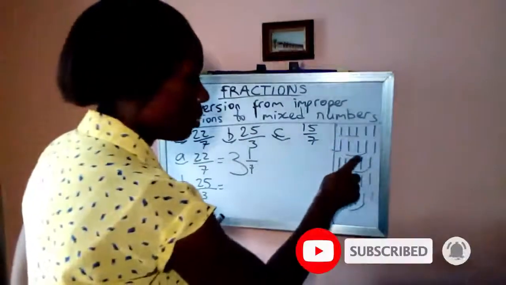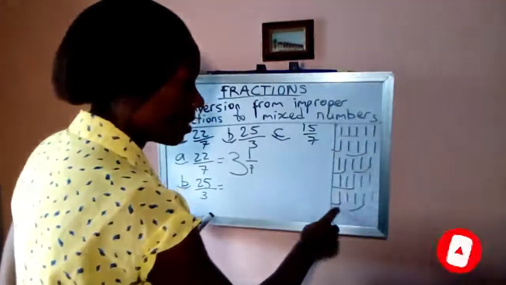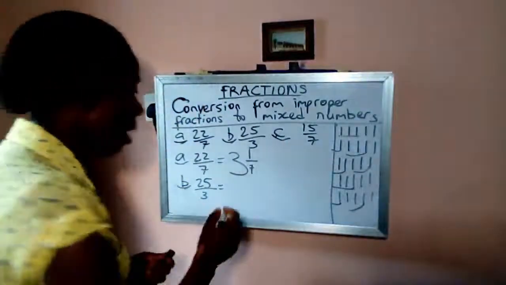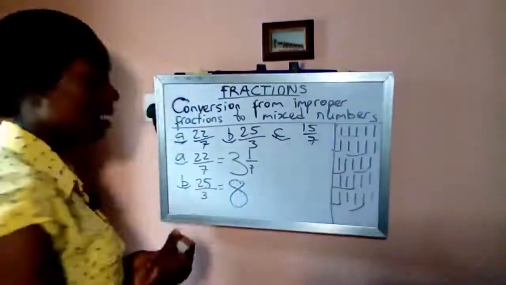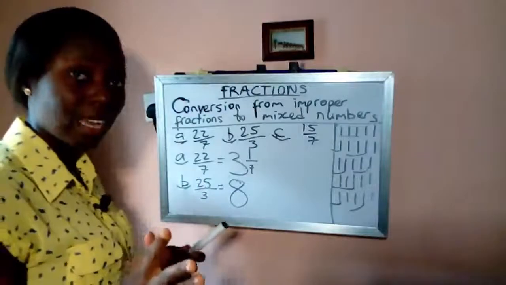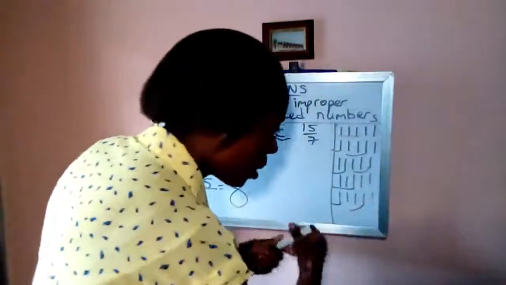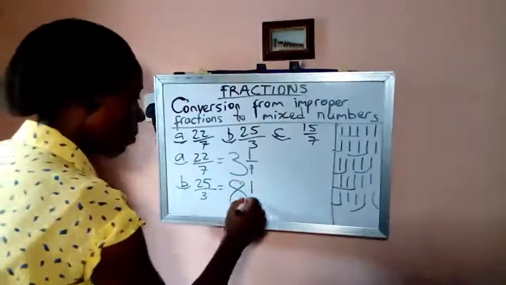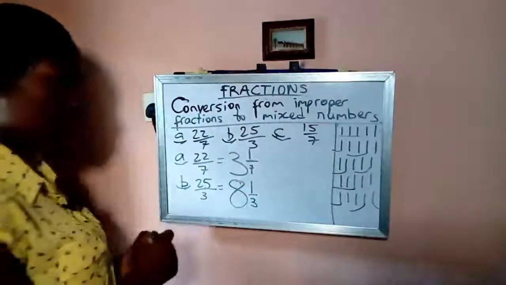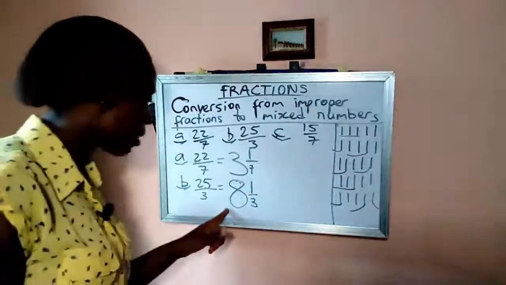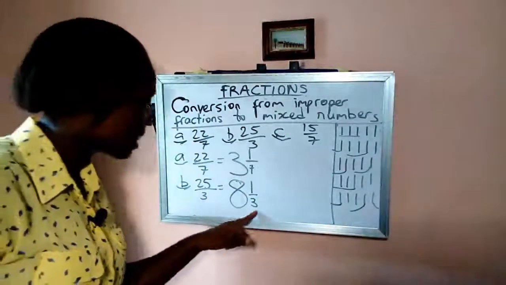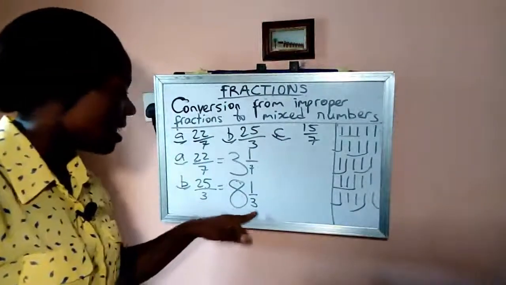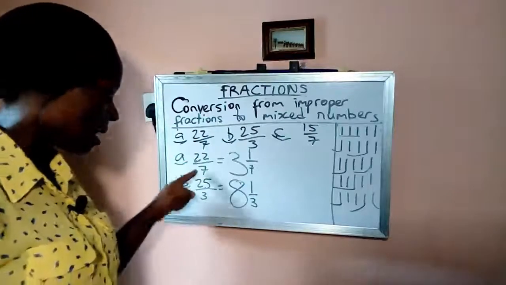1, 2, 3, 4, 5, 6, 7, 8. Wow, we have 8 threes. Do we have a remainder? Yes, we have 1. So we just have our remainder 1 all over 3. Now this tells us that there are 8 threes in 25.